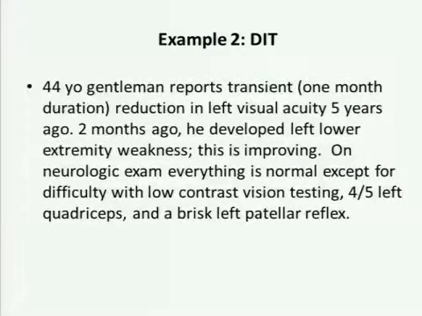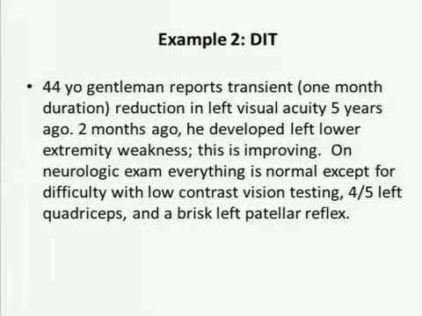So, dissemination in time example. Another cooperative problem. We have a 44-year-old gentleman who reports a transient 1-month duration reduction in left visual acuity that happened 5 years ago. Then 2 months ago he developed some left lower extremity weakness, and this is getting better.